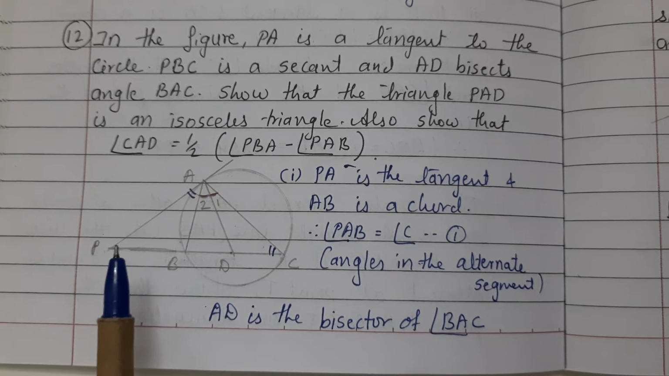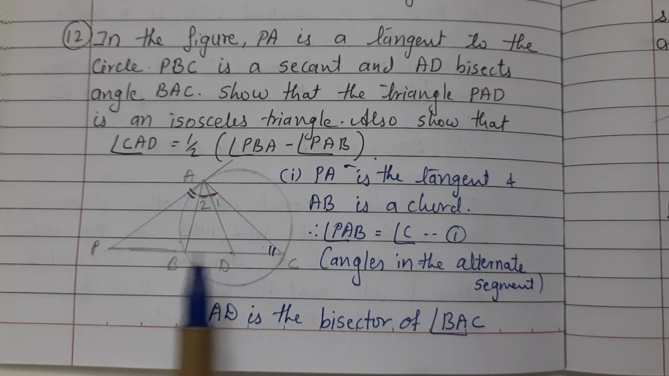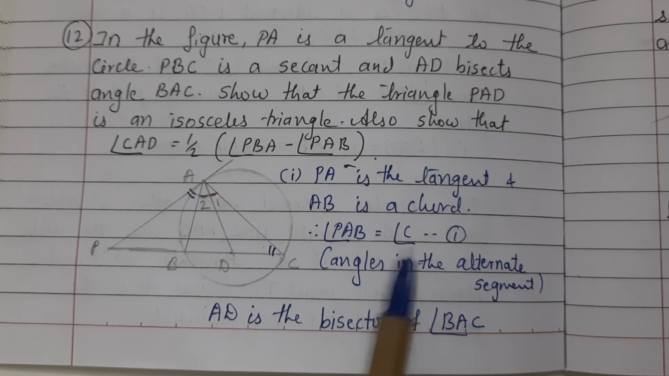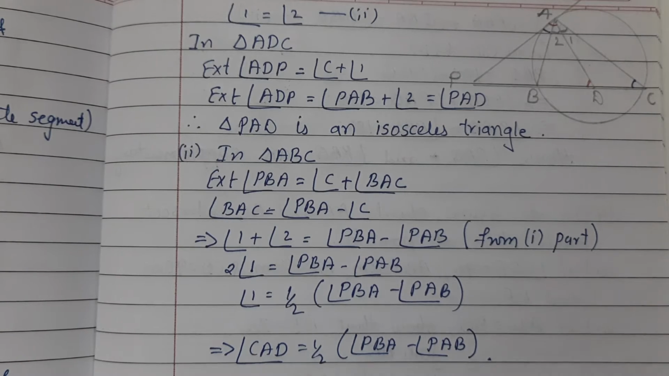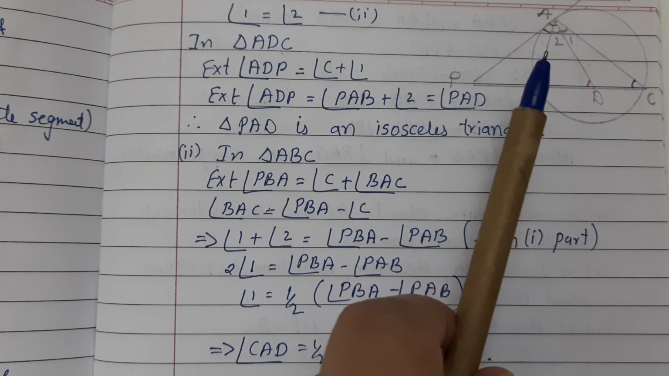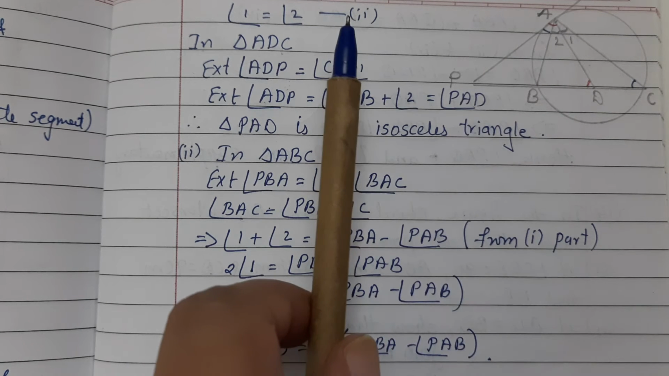Therefore, angle PAB is equal to angle C. Let that be equation 1, angles in the alternate segment. AD is the bisector of angle BAC. Therefore, angle 1 is equal to angle 2. Let that be equation 2.